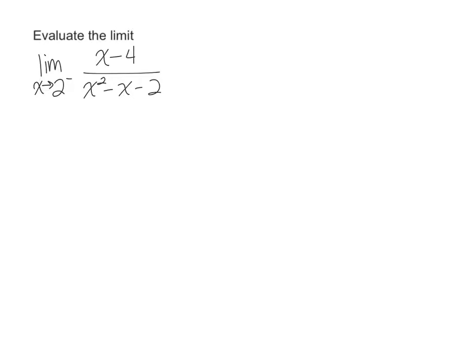Evaluate the limit. The limit as x approaches 2 from the left of (x − 4) over (x² − x − 2). The first thing that should be done is to factor the denominator just to make sure we can't substitute in this 2 directly in.